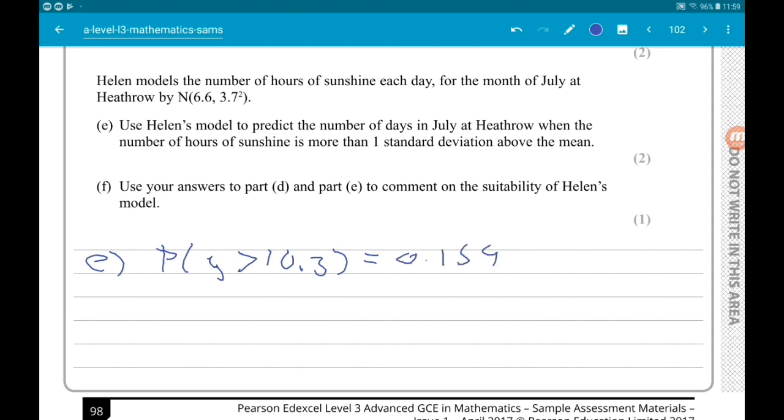So then the number of days, as an estimate, is 0.159 times 31, and that is going to give us 4.92, which we could probably get away with rounding up to 5.